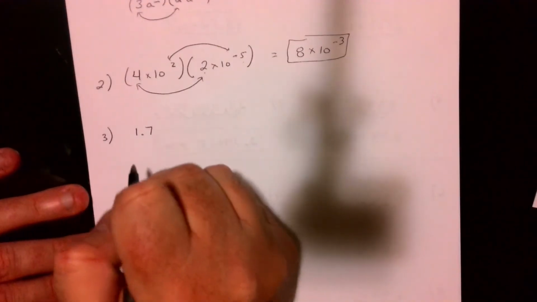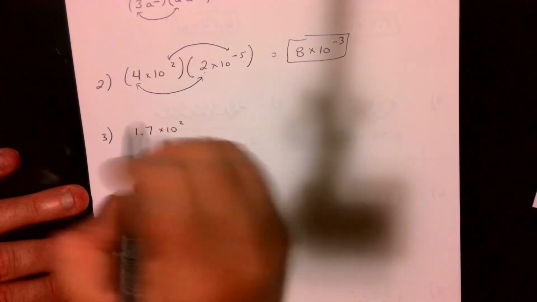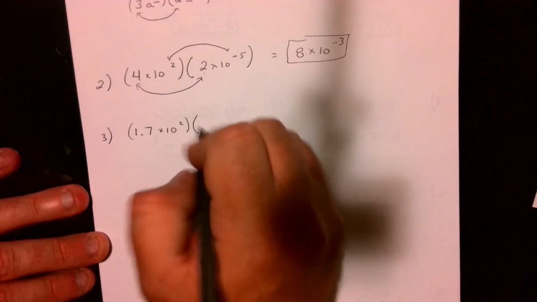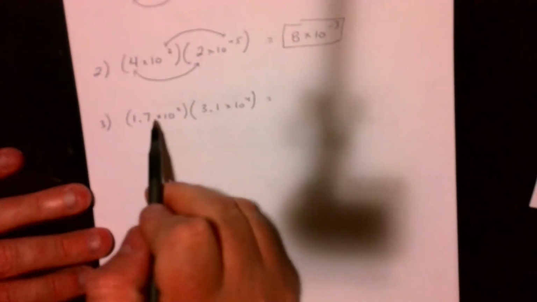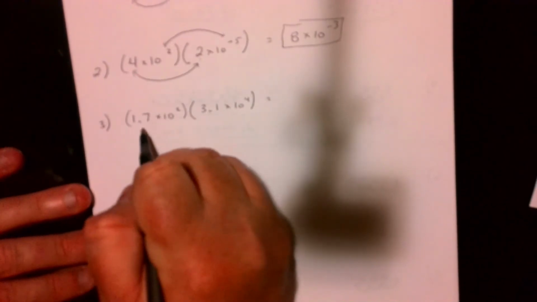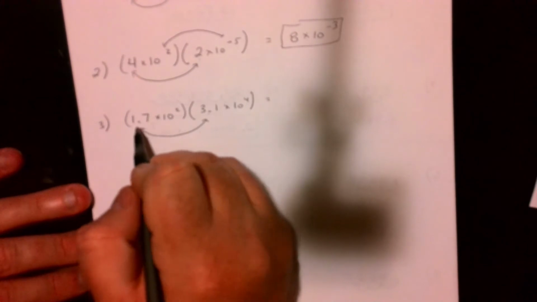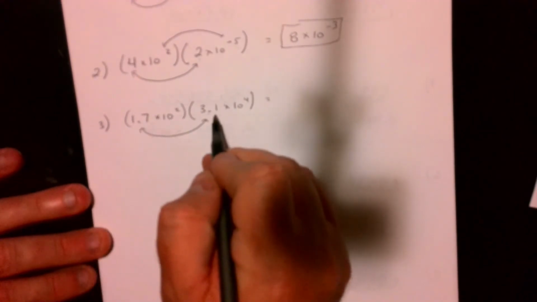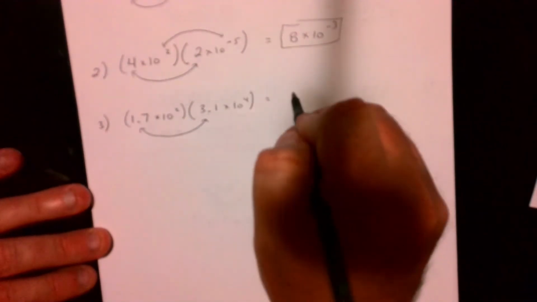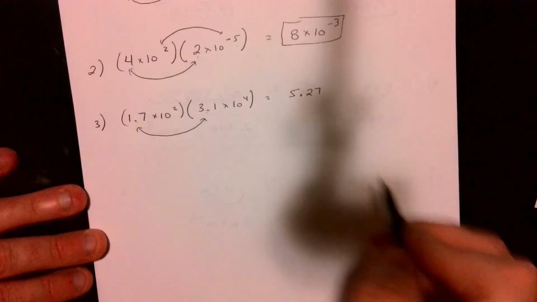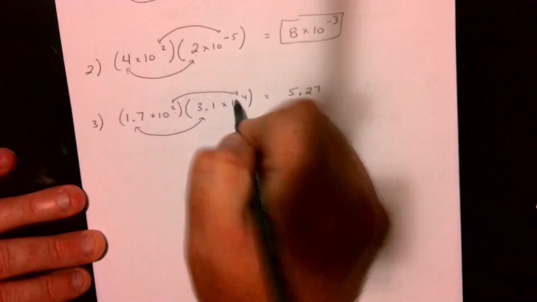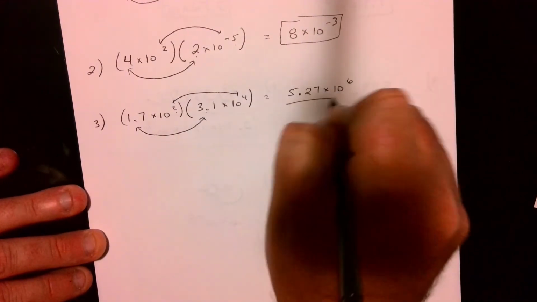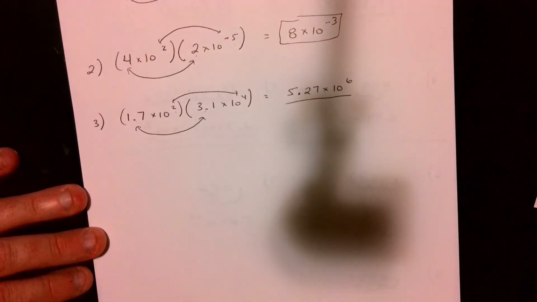Let's add 1.7 times 10 to the 2nd, and we're going to times that by 3.1 times 10 to the 4th power. Okay, I don't care that these are decimals either, so that's fine. Just use your calculator. Type that in. So 1.7 times 3.1 turns out to be 5.27. And then just simply add our exponents. So 2 plus 4 turns out to be 10 to the 6th power. So there's my final answer. 5.27 times 10 to the 6th.